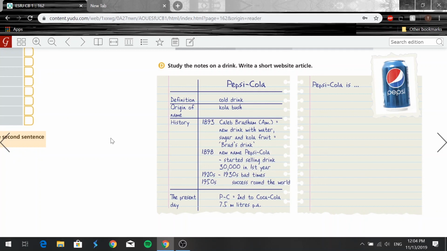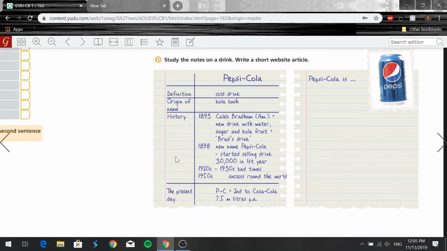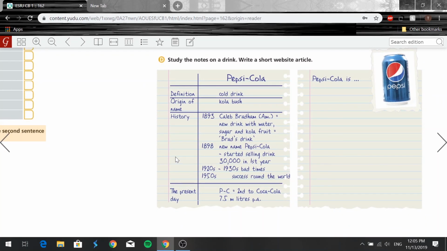And in 1898, the new name, Pepsi Cola, started selling the drink. They sold about 30,000 in the first year. The 1920s to 1930s were considered bad times for the product, and in the 1950s it reached success around the world. Now, in the present day, it's second in terms of competition to Coca-Cola. And I think it sells around 7.5 million liters. What is that, per day or per average? I'm not too sure.